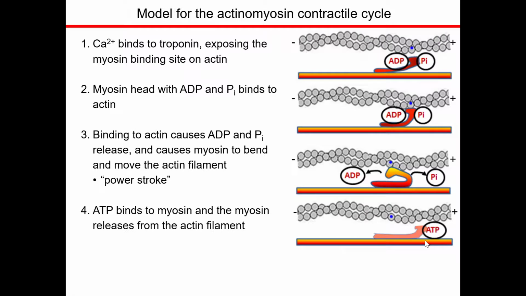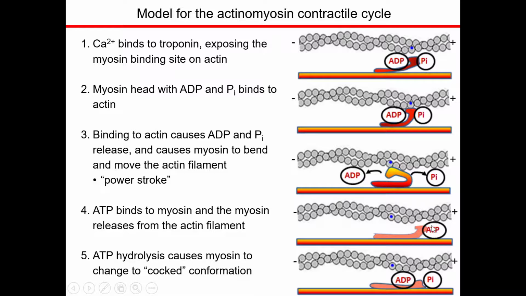The binding of ATP to the myosin is going to cause the myosin to release from that actin filament and then straighten out again. And then the hydrolysis of the ATP is going to cause the myosin to change to what we call the cocked conformation. So the position where it's ready to bind again to the actin for another cycle.